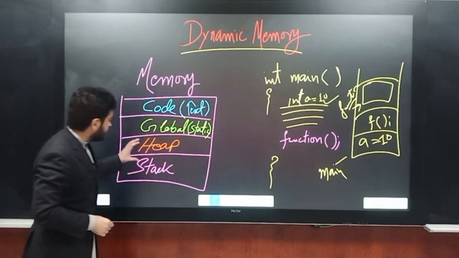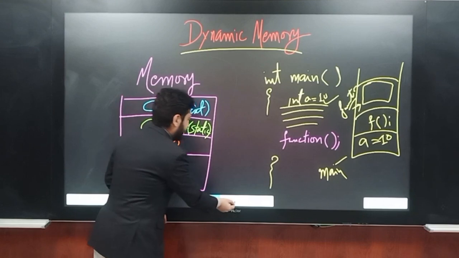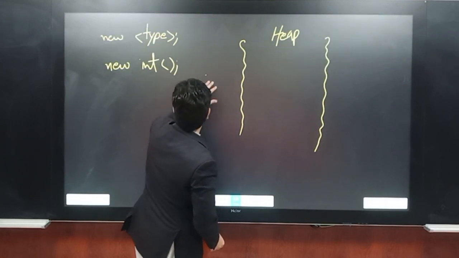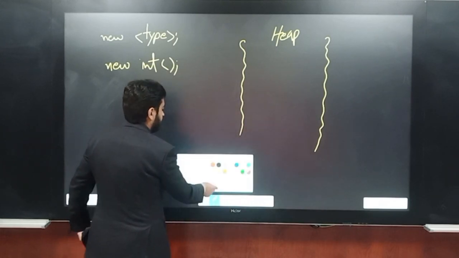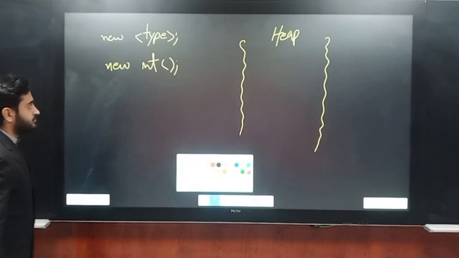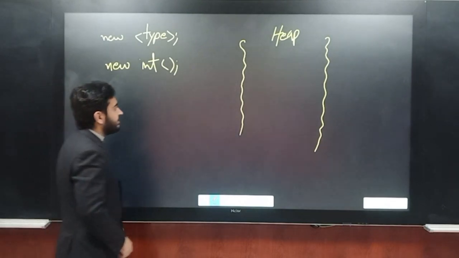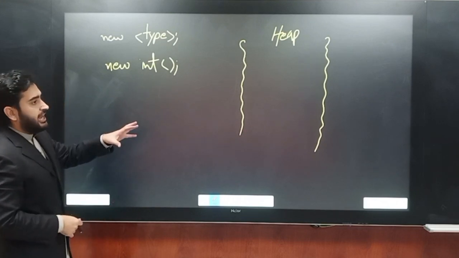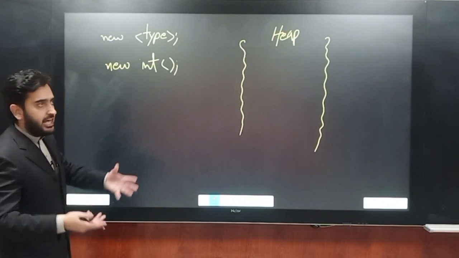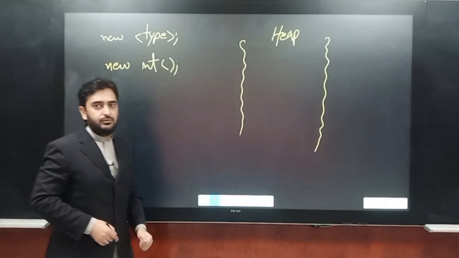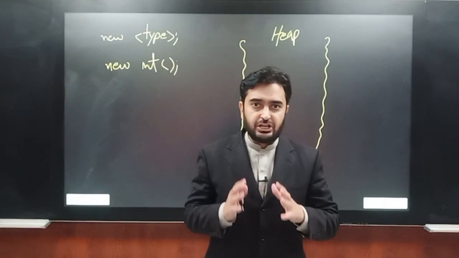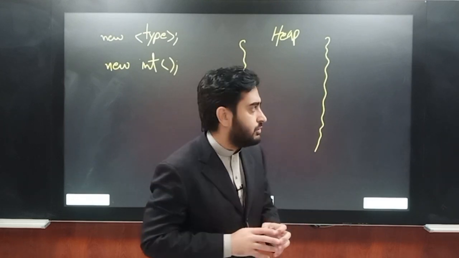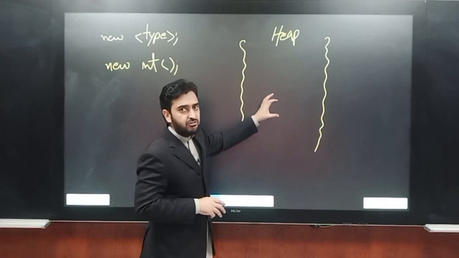Okay, so let's now discuss the heap concept. Heap is a totally different concept of memory allocation in the C++ language. So here you can see there is a very free space inside the memory in which we can create some objects, some declarations and initializations using the new keyword. Any object created with the new keyword will be placed in the heap, not in the stack.